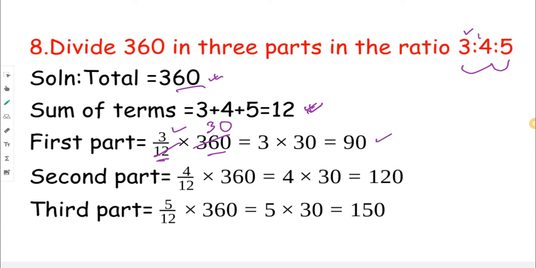The second part is 4, right? 4 out of the total 12 parts, and what is that? The total is 360. 12 ones are 12, 12 threes are 36, then 4 into 30, I'm going to get 120. Clear? And now the last part, what did they say?